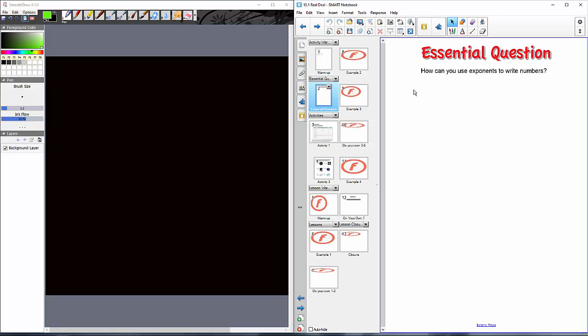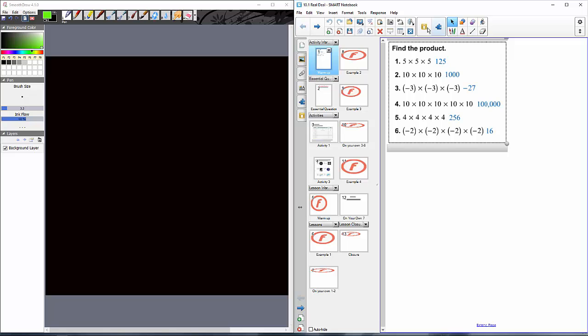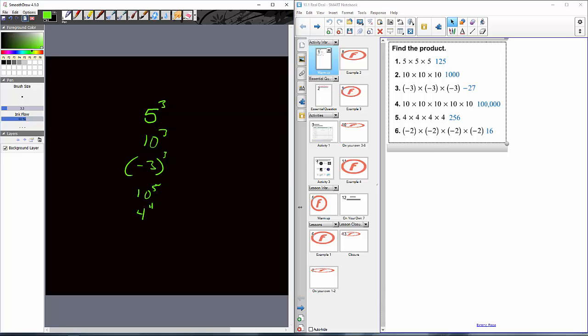And what we want to do is write numbers using exponents. So for each one of these, instead I could have written 5 to the third, or 10 to the third, or this one here is actually negative 3 in parentheses to the third, and we'll explain why in this lesson. 10 to the fifth, 4 to the fourth, and then negative 2 in parentheses to the fourth power as well. So that's how to rewrite these.